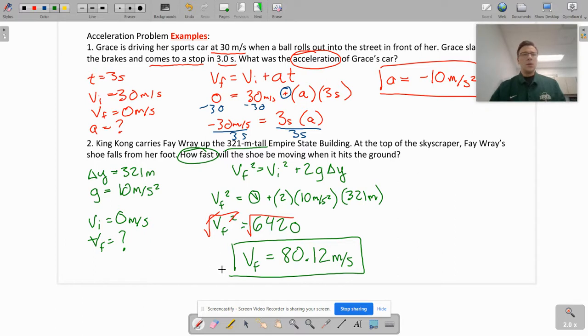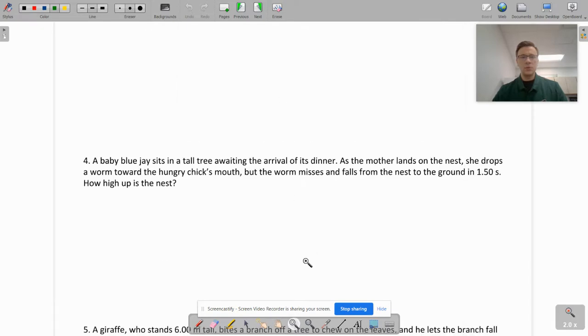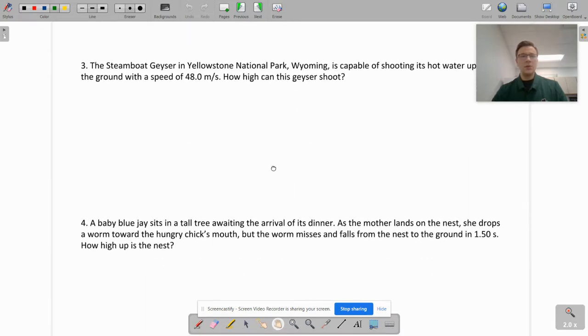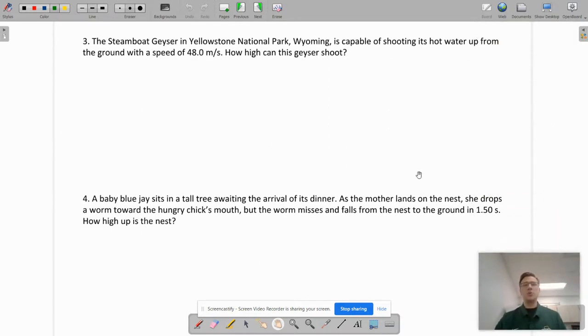Okay. All right. So we'll go ahead and move on to the next page here, and we'll look at a couple more examples. Okay, so on this one, it says the Steamboat Geyser in Yellowstone National Park, Wyoming. By the way, if you have a chance to go, it is unbelievable at Yellowstone. Is capable of shooting its hot water up from the ground with a speed of 48 meters per second. How high can the geyser shoot?